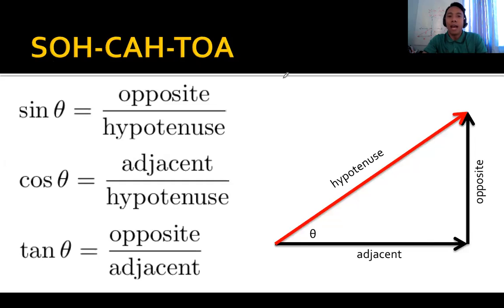Okay. We have the acronym SOHCAHTOA. SOHCAHTOA means sine equals opposite over hypotenuse. Cosine equals adjacent over hypotenuse. Tangent equals opposite over adjacent. Okay? So we will use those. You need to remember those again. SOHCAHTOA. It's easy. S, O over H. C, A over H. T, O over A. Okay?